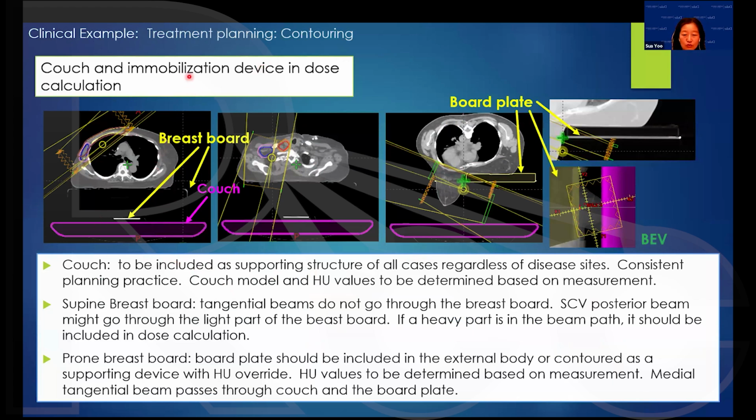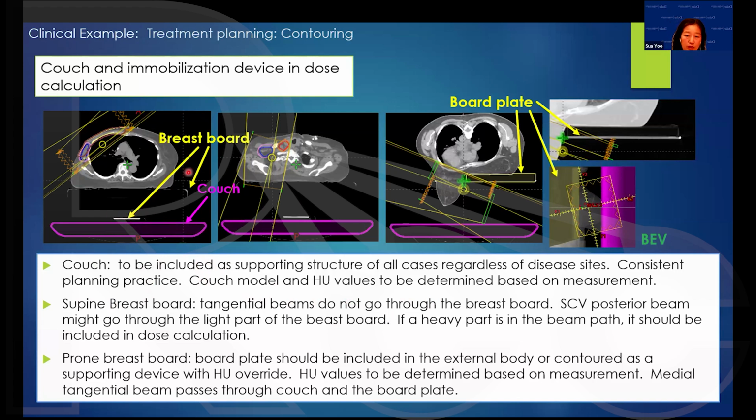Tangential beams actually don't go through the couch, so we don't need to contour. But in our institution, we just decided to put the couch for all cases except the brain, just to be consistent. So dosimetrists have a habit of just adding the couch for all cases. And this couch structure model and density, the HU value, we determined based on measurement. So we actually did a thorough measurement and decided which couch model to use and what number to use.